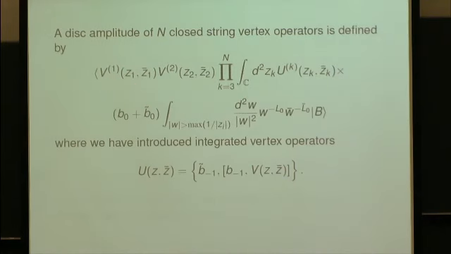So this is our definition for our n-point amplitude of closed string vertex operators on the disk. We have, first of all, two standard vertex operators, V1 and V2, of the type that I presented to you a few slides ago. And then the remaining vertex operators have to be of the integrated type.